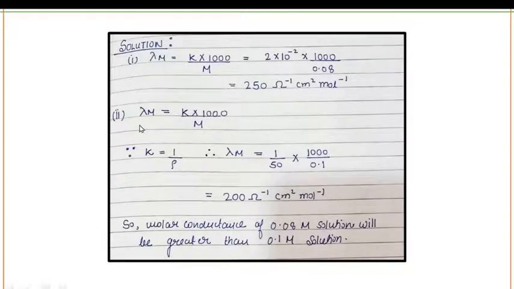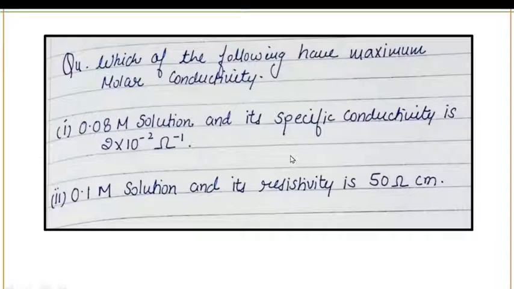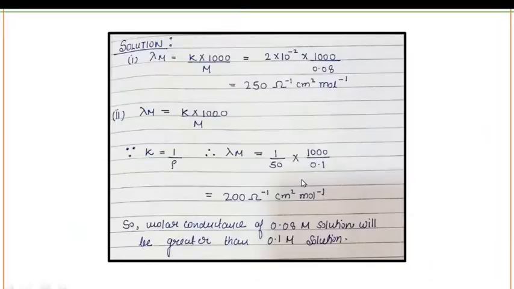While in case of the second, we have been given the resistivity. But what we need is the value of K. So as you know, K is equal to 1 upon rho. Lambda M is equal to K into 1000 upon M. We put in the values, that is 1 upon 50 into 1000 divided by 0.1. After solving this, you will get the answer as 200 ohm inverse centimeter square mole inverse.